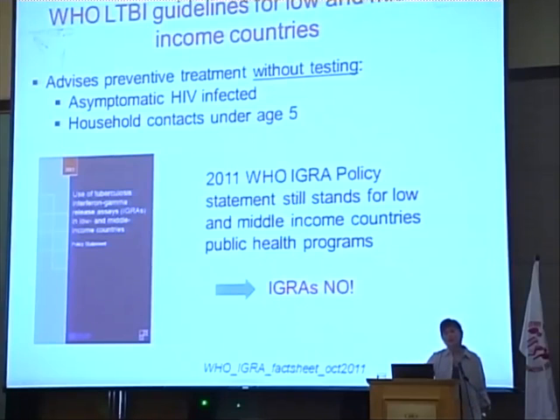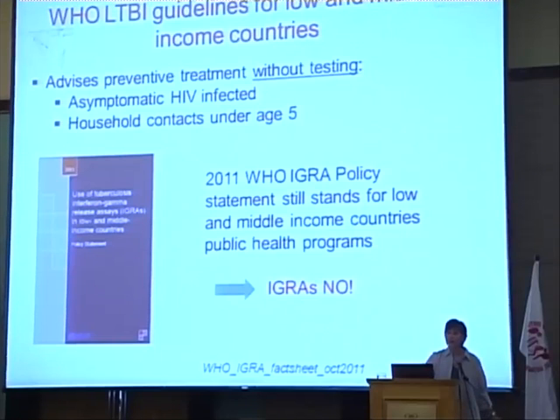It's not acceptable in most places. Even in Africa, it's not being implemented because they just don't want to get treatment without knowing they're actually infected. Okay, they have to be asymptomatic as well. And they have the same recommendation for household contacts under the age of 5.